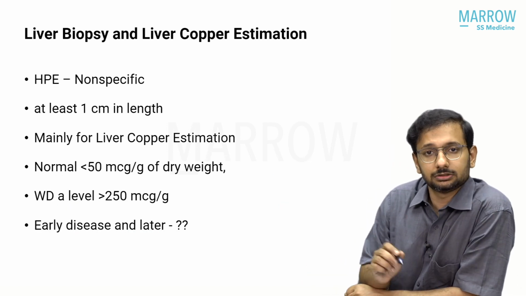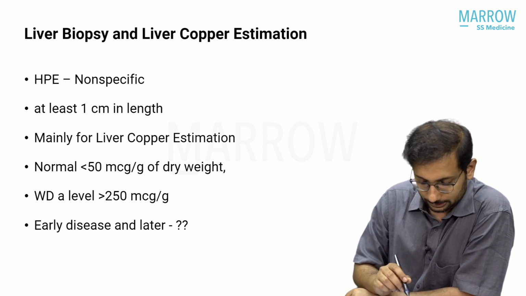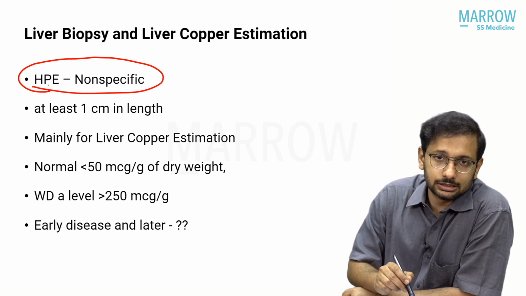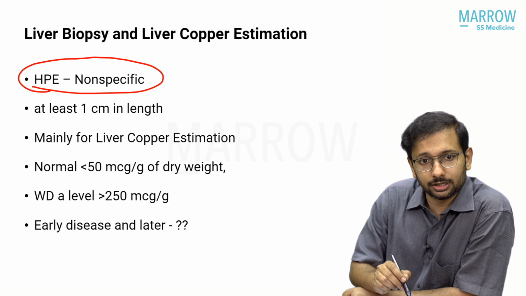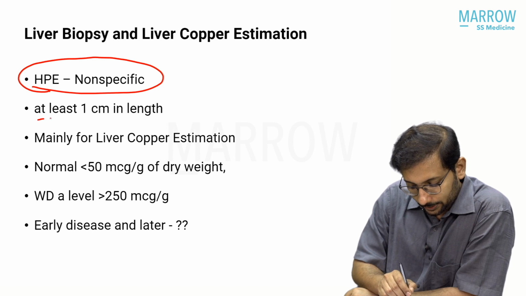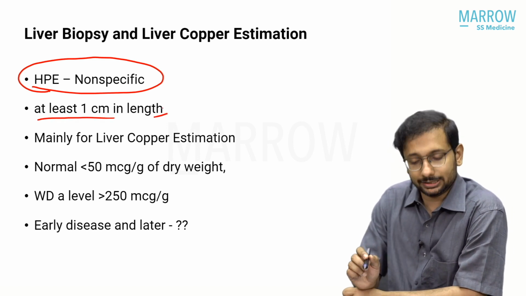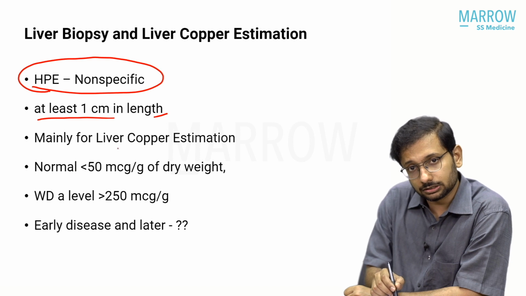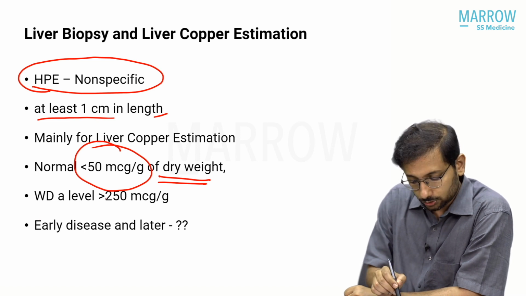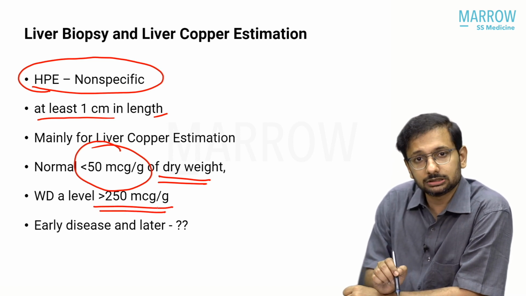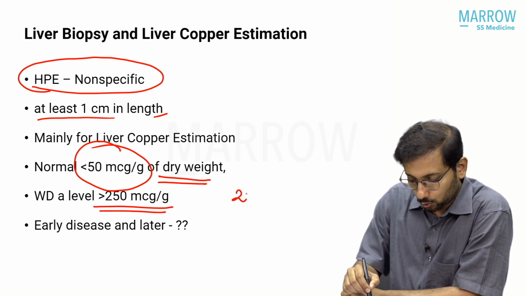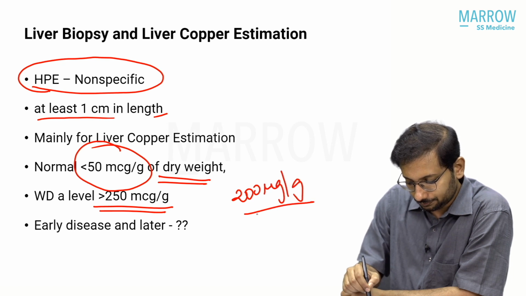Next is an important investigation, liver biopsy and liver copper estimation. Even though histopathology is non-specific with glycogenated nuclei, steatosis, apoptotic bodies and focal necrosis, liver biopsy is very important because it can be used for staining copper. It should be at least 1 centimeter in length and it is for copper estimation. Normal copper in the liver is less than 50 micrograms per gram of dry weight. In Wilson disease, it's almost always more than 250 micrograms per gram. Now this is there in Schiff, Zakim and Boyer's textbook of hepatology. However, in Harrison, it says 200 micrograms per gram is enough.